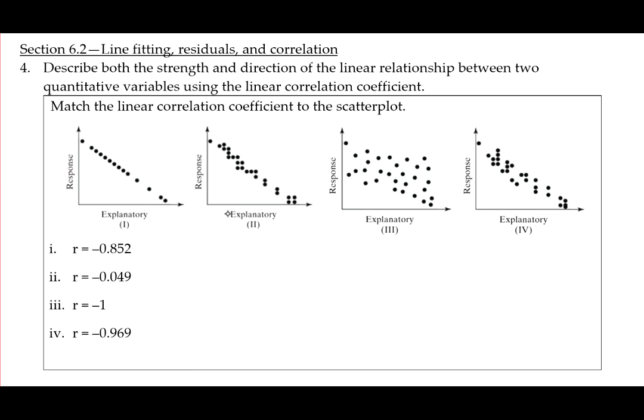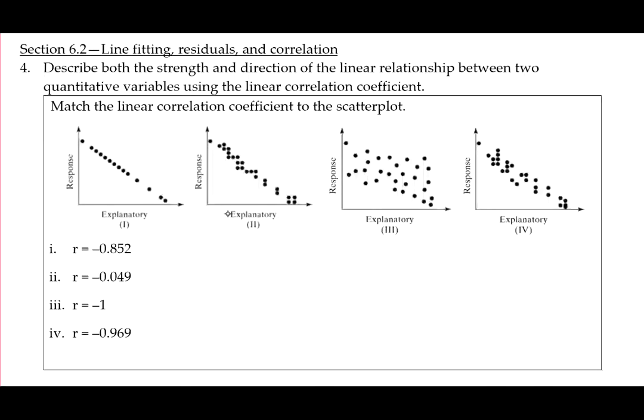If we look at these values for the correlation coefficient, we have an R of negative 0.852, an R of negative 0.049, an R of negative 1, and an R of negative 0.969. The closer R is to either negative 1 or 1, the stronger the relationship. If R is equal to negative 1, that means there is a perfect negative relationship, meaning that there's a downward slope to the line and every point falls on the line.